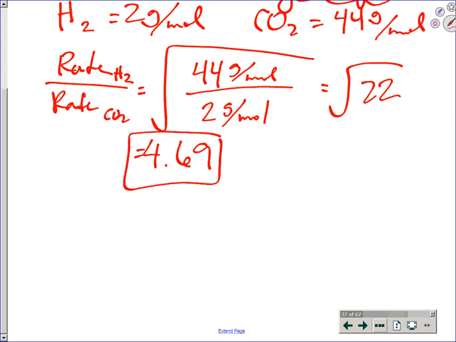Notice there's no units, right? Because these grams per mole cancel out. But what does that mean? So you can come up with a sentence using that number that describes the question within your groups.